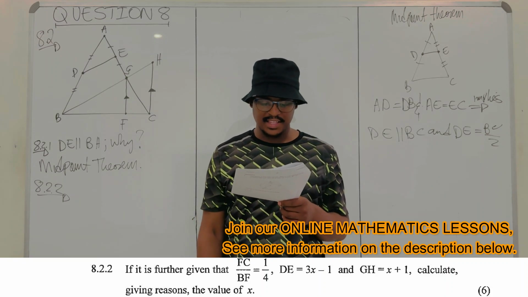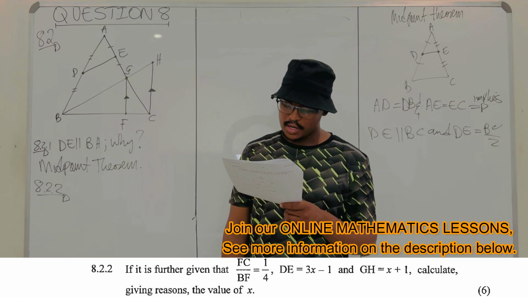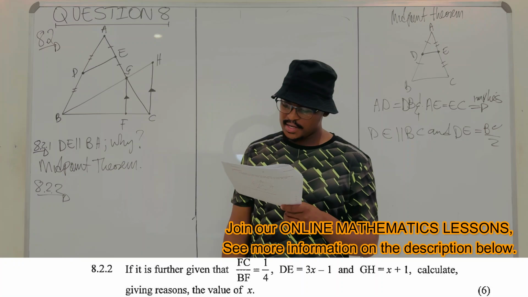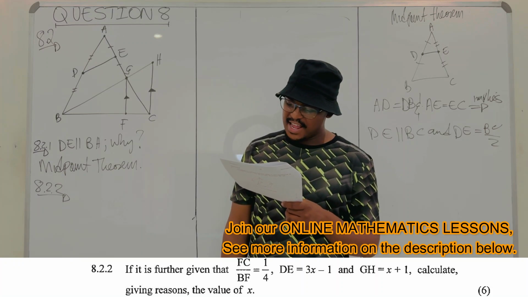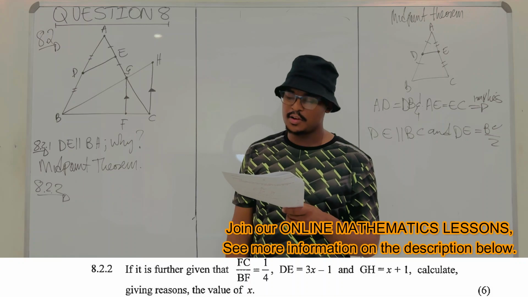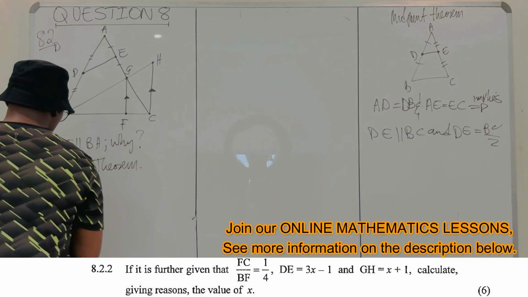So let me read this again. It is further given that FC over BH is equal to 1 over 4. Length DE is equal to 3x minus 1, and length GH is equal to x plus 1. Calculate, giving reasons, the value of x. So they want us to find the value of x. So what are we given?